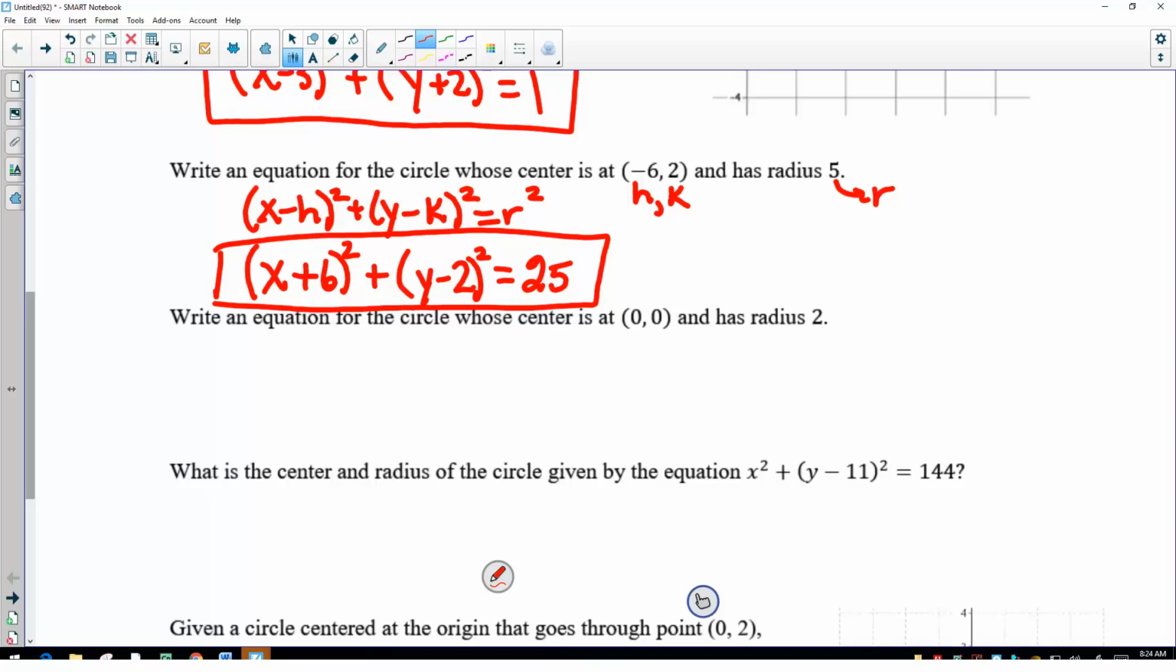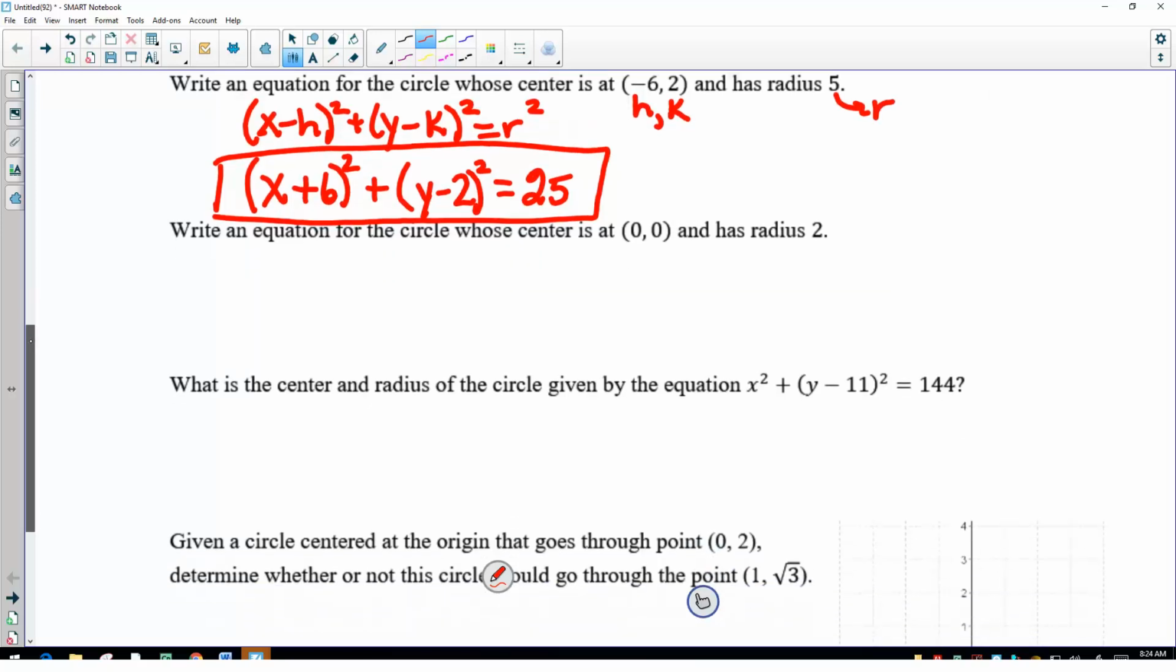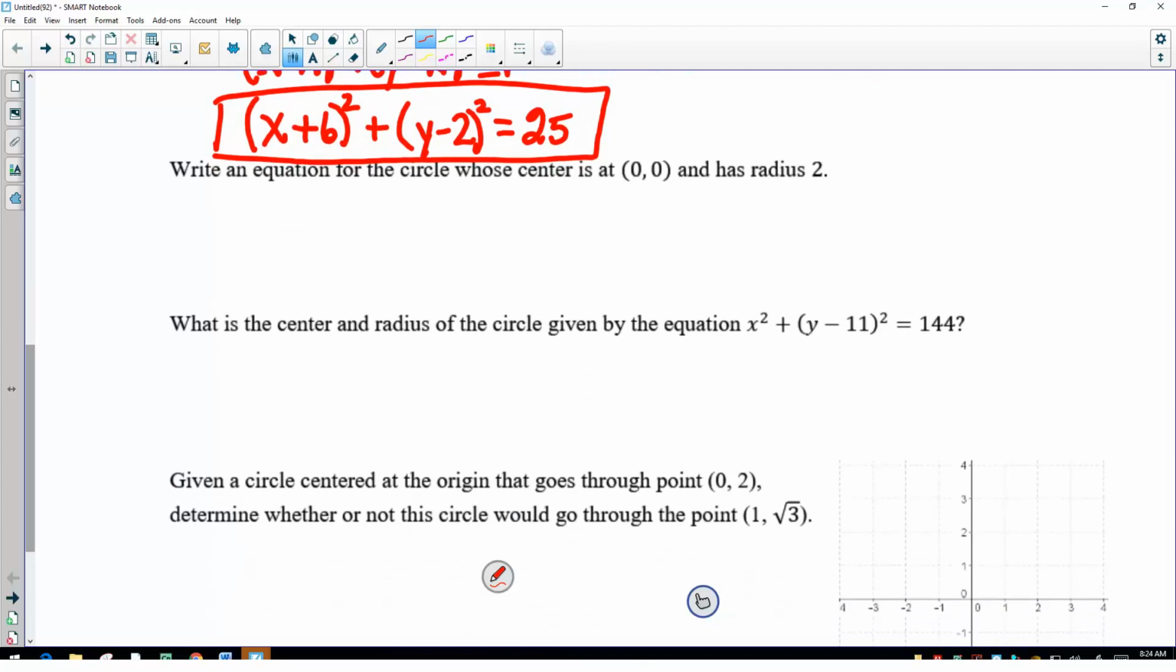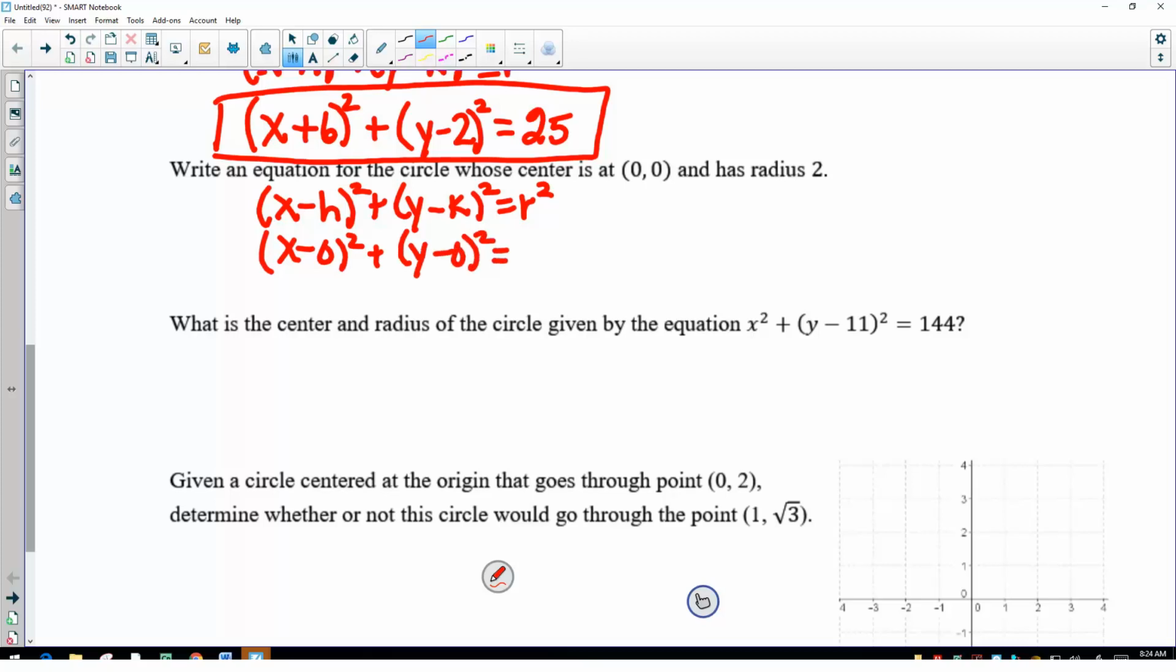We're now going to write an equation whose center is at 0, 0 and has a radius of 2. So x minus h squared plus y minus k squared equals your radius squared. So if we plug this in, I have x minus 0 squared plus y minus 0 squared and equals our radius squared. So if I square 2, that leaves us with 4.